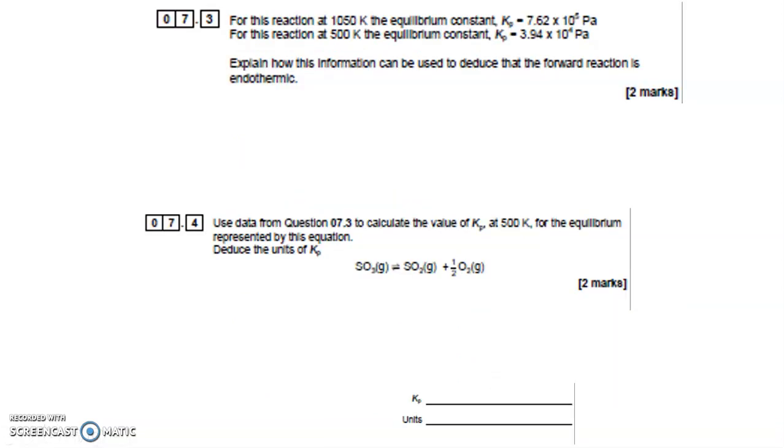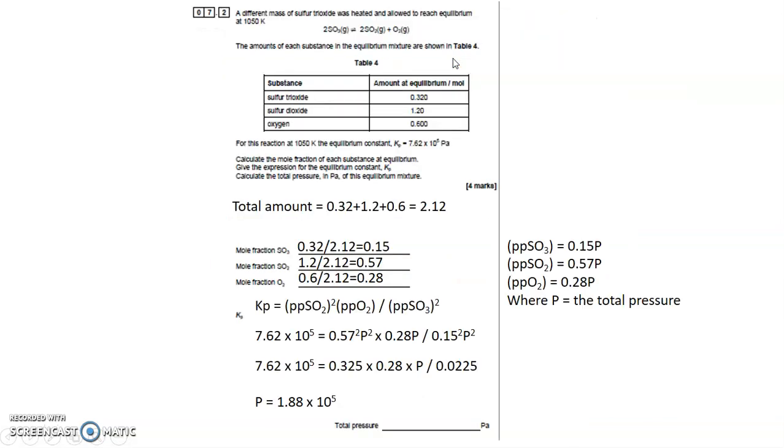7.3, for this reaction at 1050 K, that's the temperature, the equilibrium constant is 7.62 times 10 to the power 5 pascal. At a lower temperature, 500 K, the Kp is 3.94 times 10 to the power of 4. So it's a lower Kp. So at a higher temperature, it's a higher Kp. Let's just have a look here.